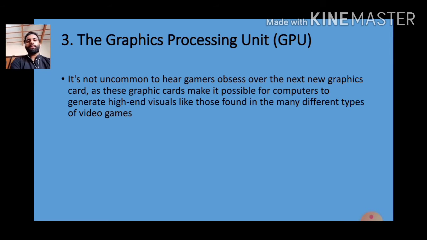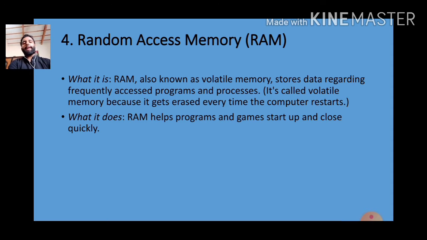And another is the random access memory. We can call it RAM. RAM, also known as volatile memory, stores data regarding frequently accessed programs and processes. It's called volatile memory because it gets erased every time the computer restarts. RAM helps programs and games start up and close quickly.